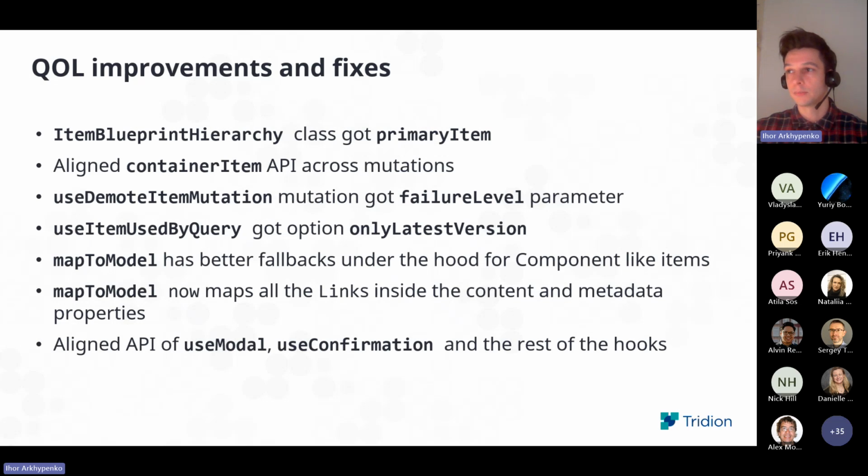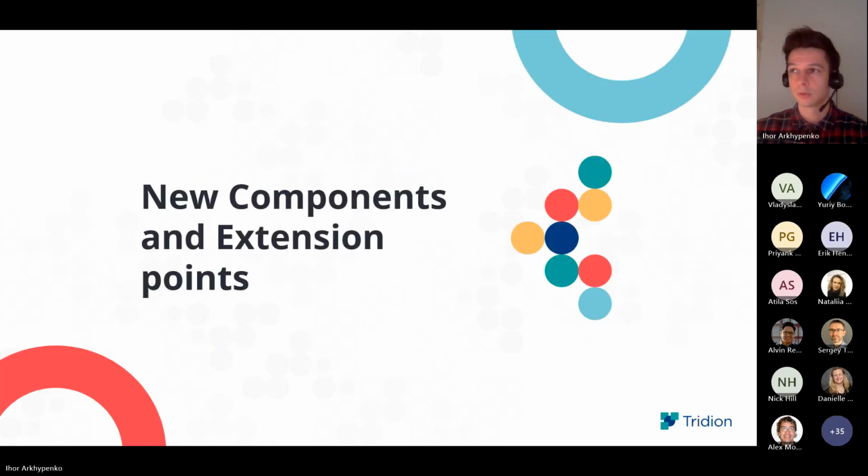And this list includes more improvements, and some of these features are bug fixes like mapToModel, while the others are updates due to the REST API update, such as the availability of the useDemotedItem mutation. It also includes some alignments done in order to make the API consistent.